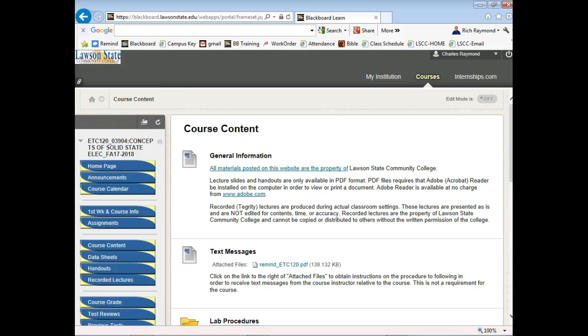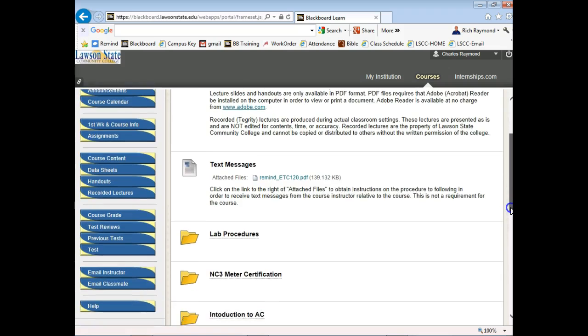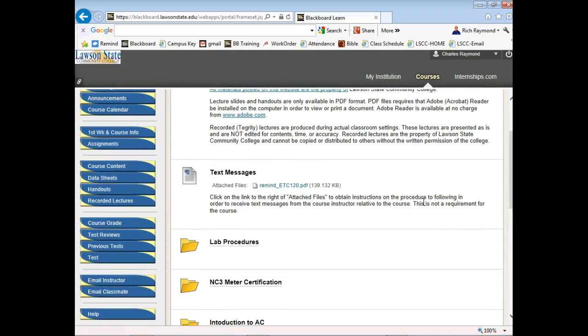About text messaging. I'm doing this a little different. I'm going to take this off. Originally, we used text messages, so I can deliver information to you 3 different ways. I can do it, of course, through announcements. But every time I post announcements, I'll send it out to your Lawson State email account also. So that's through announcements on Blackboard, through your email account, right?